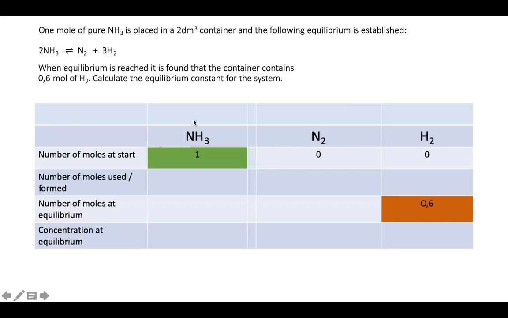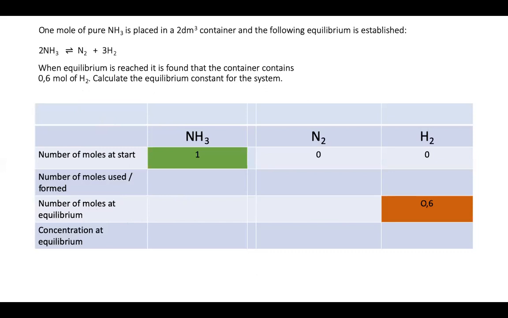Draw a table like this. Put one block empty on the top. Draw your table with your reactants NH3, N2, and H2. I put a double line here to show that NH3 is your reactant, and the right hand side of the double line is your product. You could put another column here, or another shade, or a double arrow, whatever the case is, just to demarcate it. Put a double line. The number of moles used will be NH3, because you started off with NH3. The number of moles formed will be N2 and H2. The number of moles at equilibrium will be 0.6 moles of H2. Now we can start doing the sum.